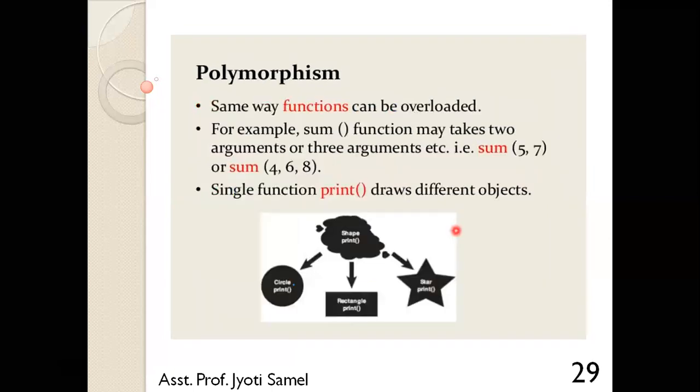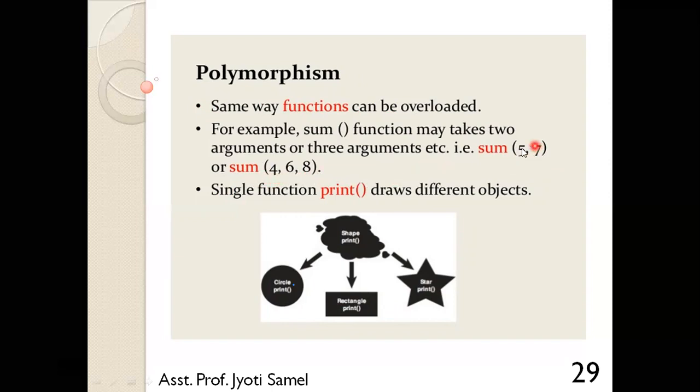In the same way, functions can be overloaded. Polymorphism means the same function name, for example print, print and print, can be overloaded with different meanings. For example, some functions may take two arguments, that is sum(5, 7), or sum(4, 6, 8).